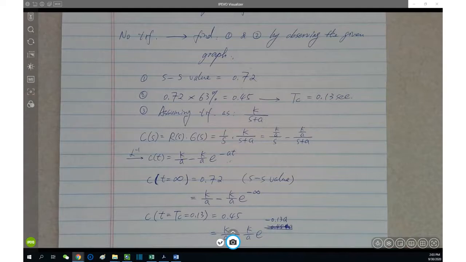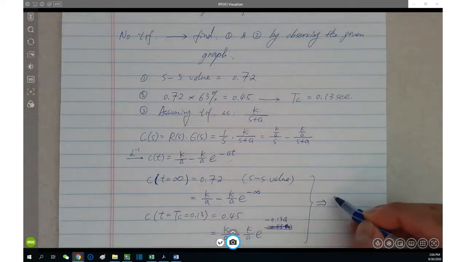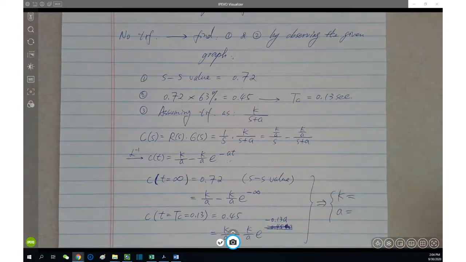Does it make sense? Any questions? All right, if this is clear, then go ahead to solve them. I mean, 2 equations, 2 unknowns. Very, very straightforward. Come up with what? K and A. That's what we need. With K and A, the transfer function is solved. Give you guys 2 minutes to solve this K and A values. 2 minutes. Go ahead.